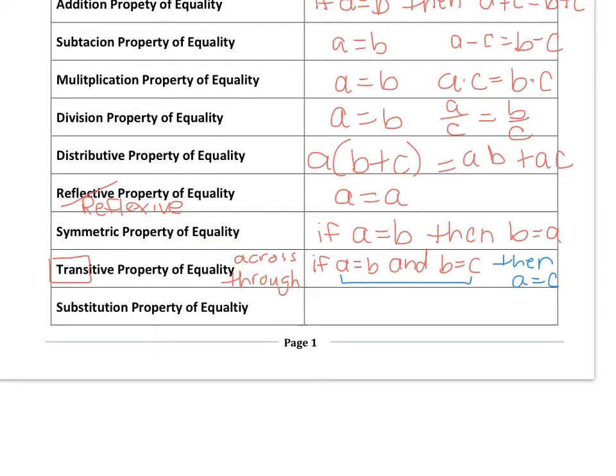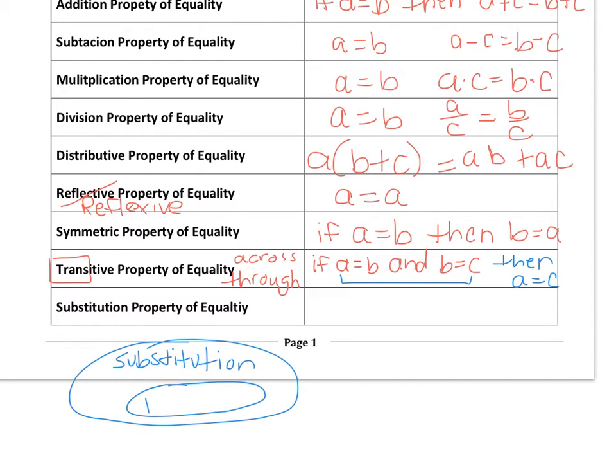Now, the transitive property of equality, to me, is rooted in the substitution property of equality. If you think of this in terms of a Venn diagram, there's pure substitution, and transitive property of equality is sort of a complete subset of substitution, whereas not all substitution is transitive. So think of it that way.